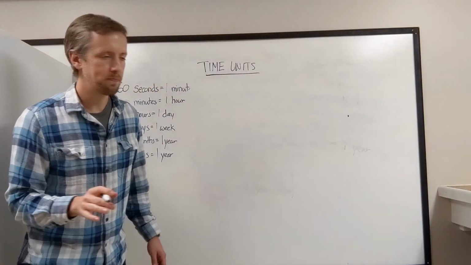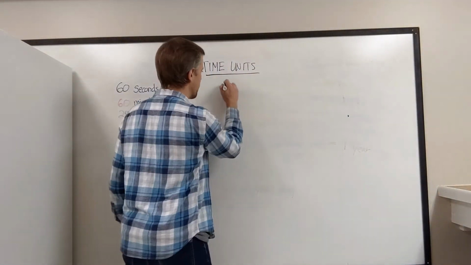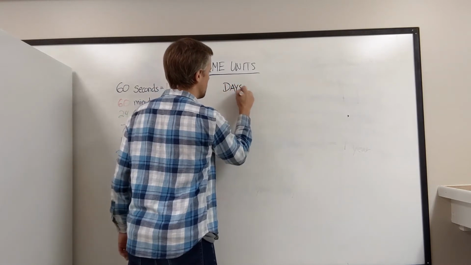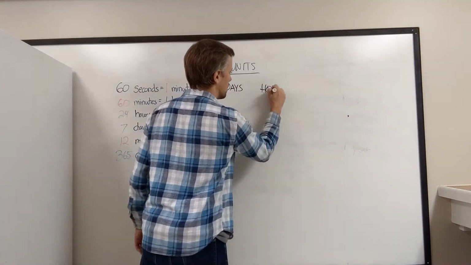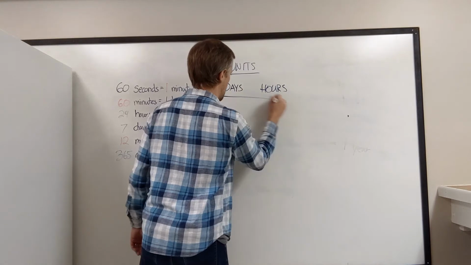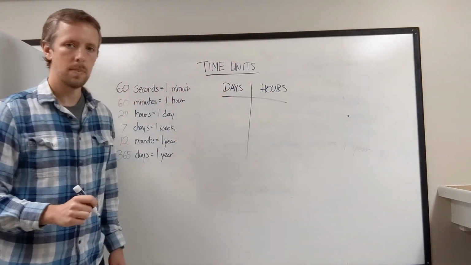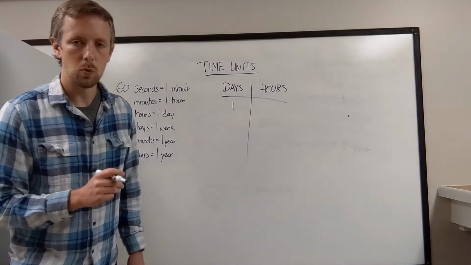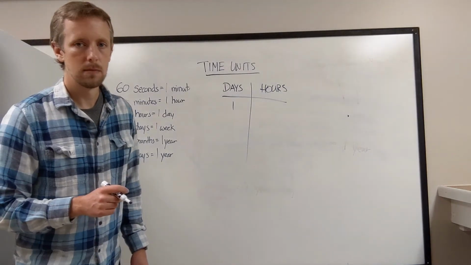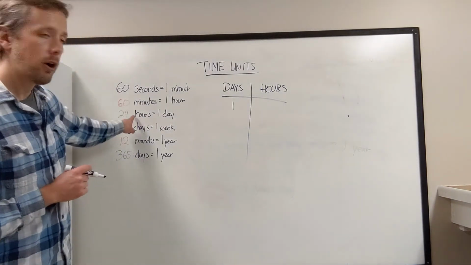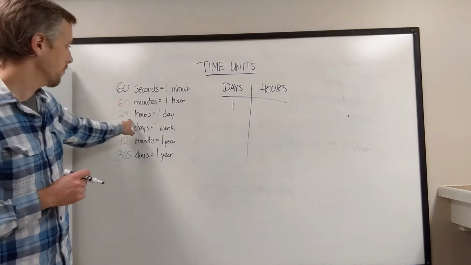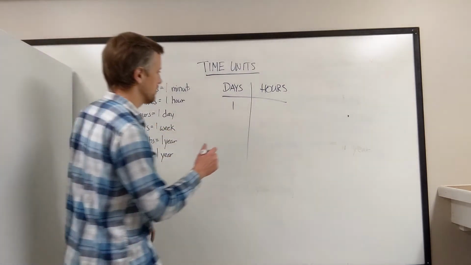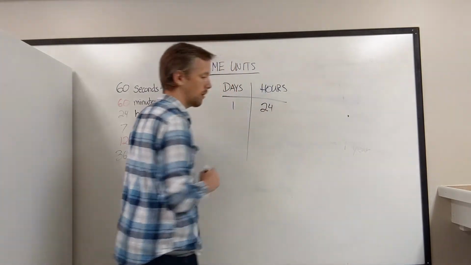Let's do an example. Let's try converting days to hours. How many hours is equal to 1 day? Well, we already did that one here. 24 hours is 1 day, so that's pretty simple. It's just 24 hours.